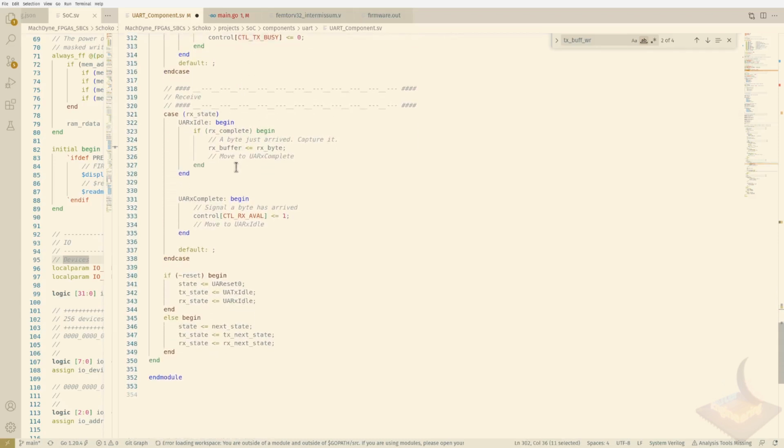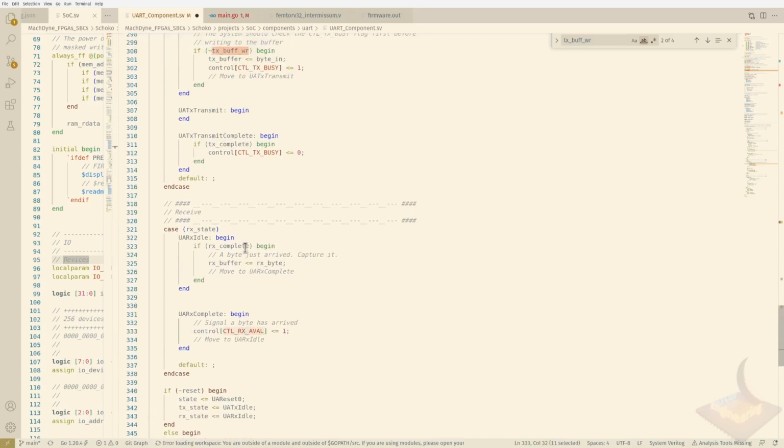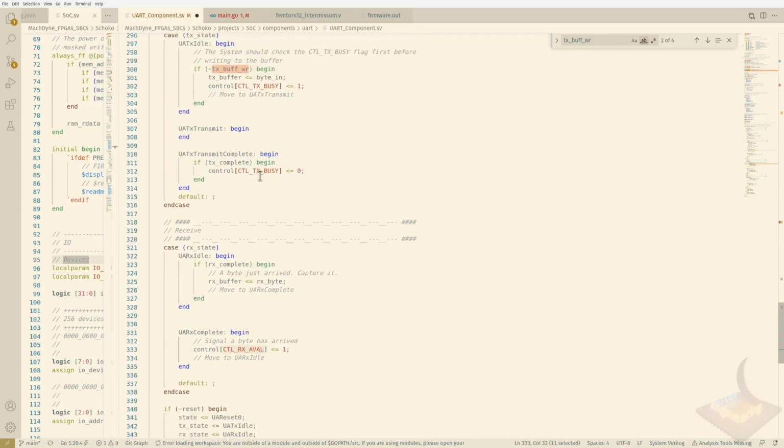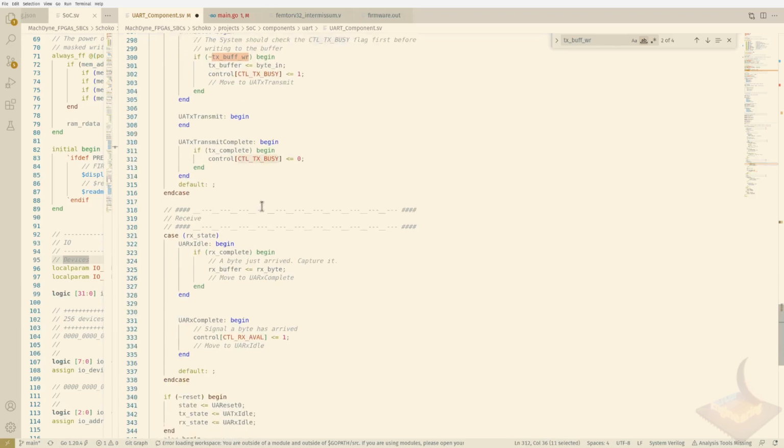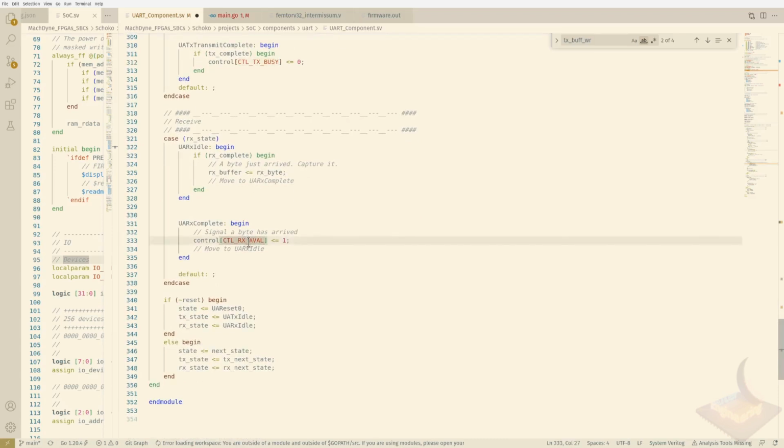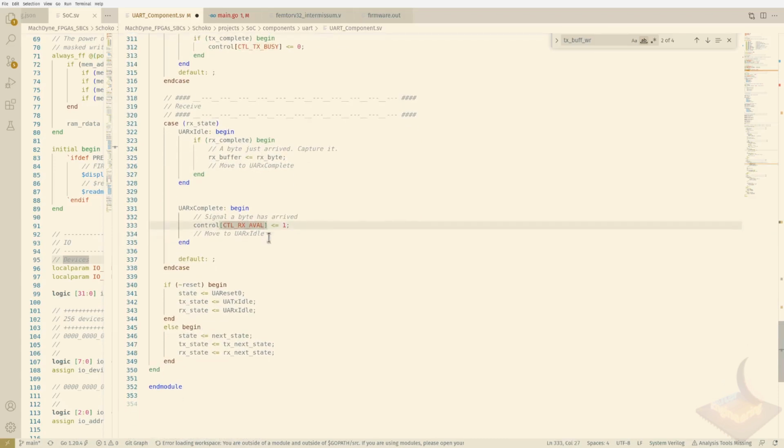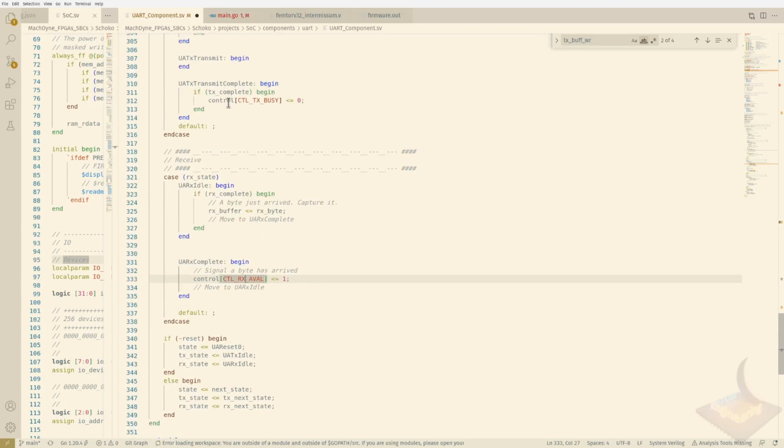The receive is roughly the same. A byte has come in from the receiver, and we place it into the receiver buffer, and we set this flag equal to 1. So we've got a couple of flags, the TX busy. In other words, we don't want to try to send a byte while it's in the process of sending another byte, and we don't want to try to read a byte if it's in the process of reading a byte. That's it for the UART component.